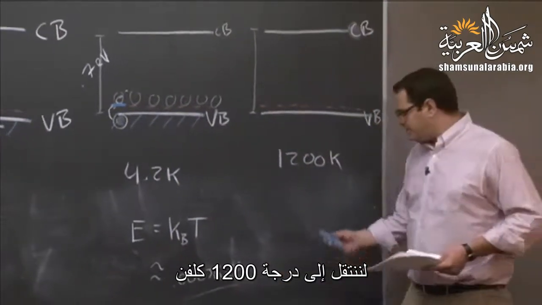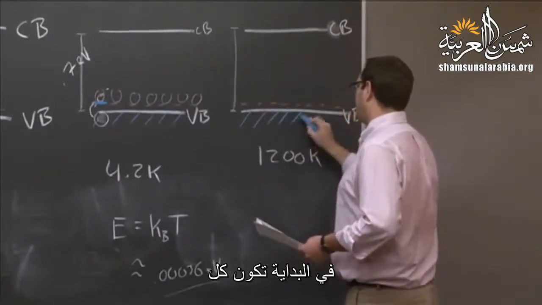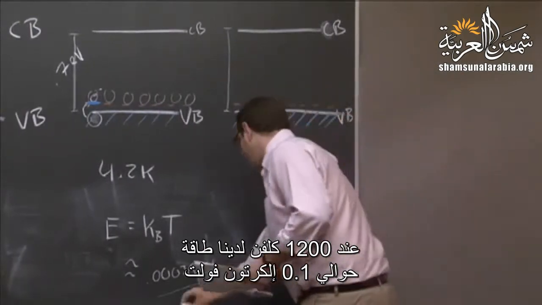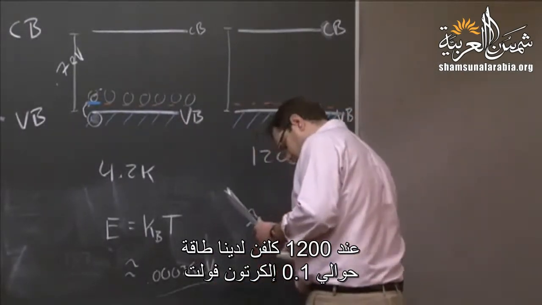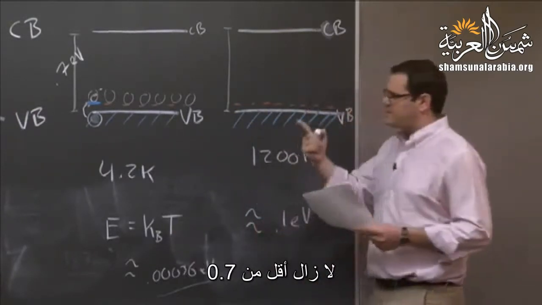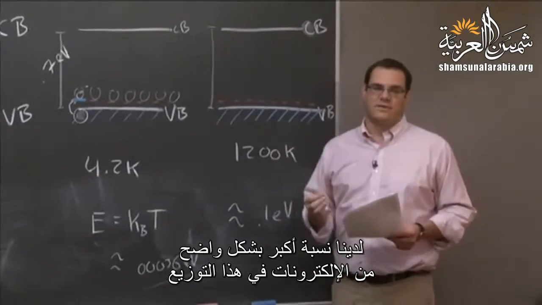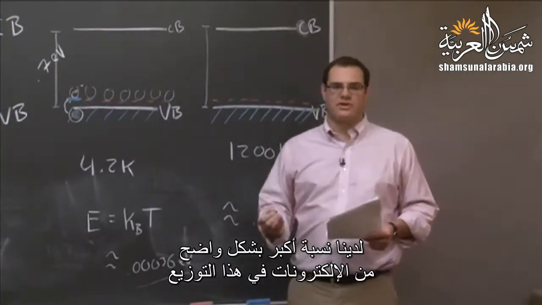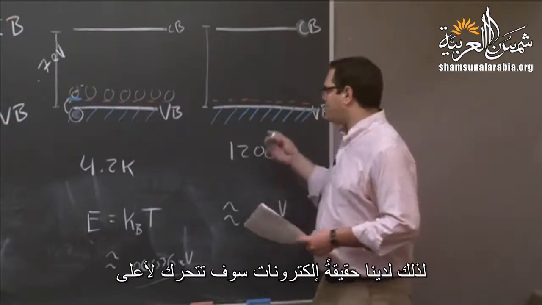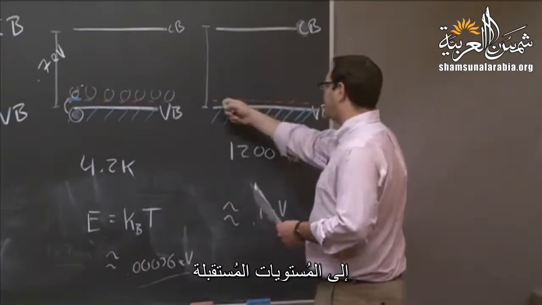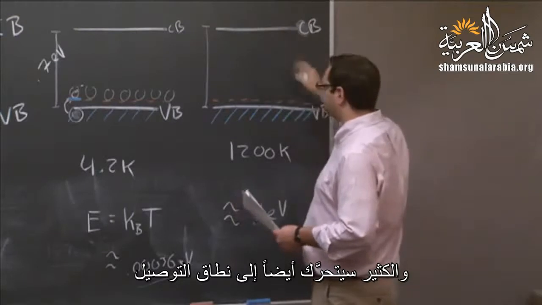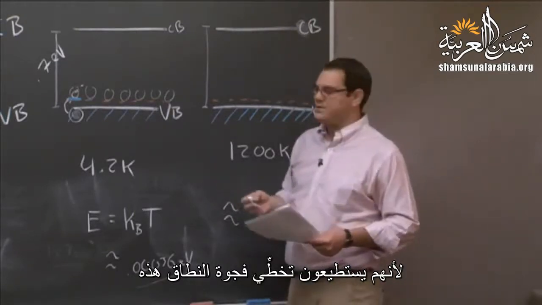Let's go to very, very high. Starting at the beginning again, we know all of our electrons are in the valence band. And at 1200, we have an energy of about, what do we say here? 0.1 eV. Still less than 0.7, but we have a significantly larger proportion of electrons in that distribution which are at 0.7. So we actually do have electrons that will move up into these spots, and even many that will move up here as well, because they can overcome this 0.7 eV.